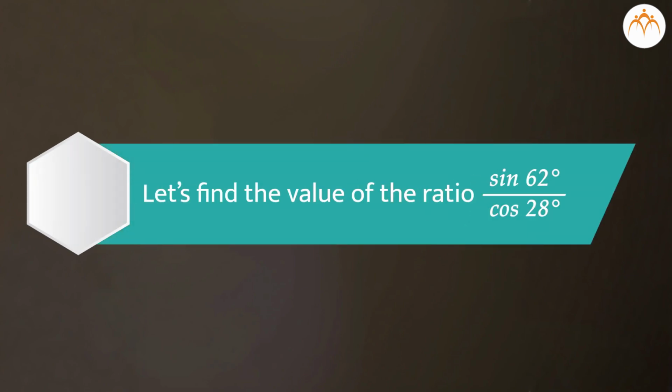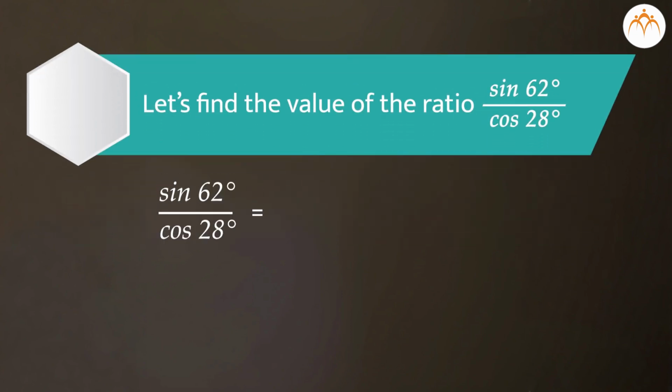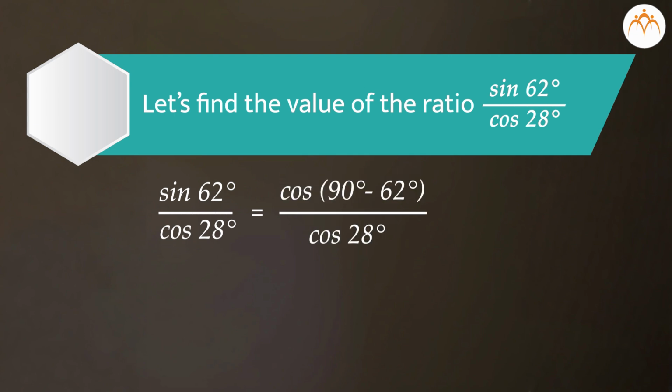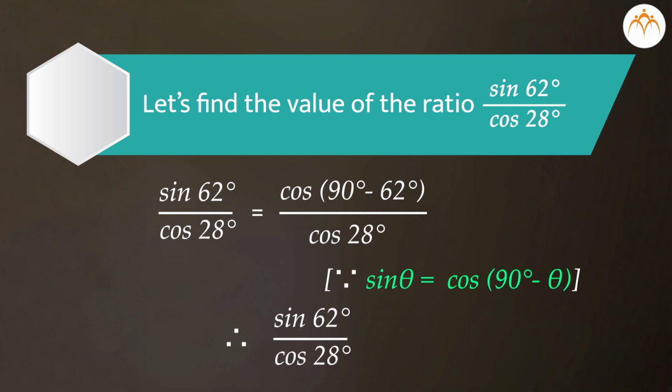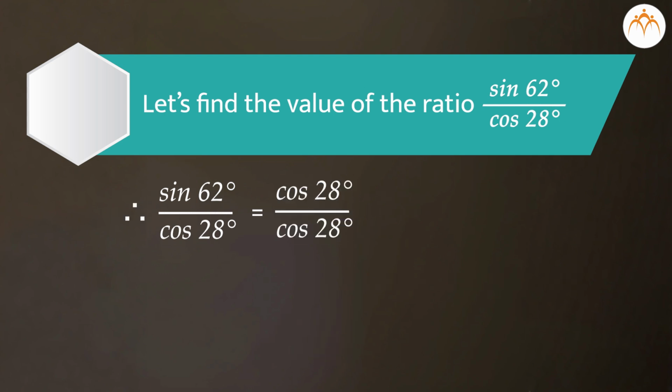Let's find the value of the ratio sin 62 degree upon cos 28 degree. Sin 62 degree upon cos 28 degree is equal to cos of 90 degree minus 62 degree upon cos 28 degree, because sin theta is equal to cos of 90 degree minus theta. Therefore, sin 62 degree upon cos 28 degree is equal to cos 28 degree upon cos 28 degree is equal to 1.